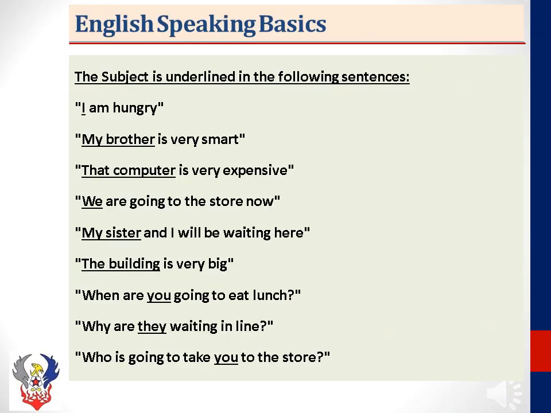The subject is underlined in the following sentences. I am hungry. My brother is very smart. That computer is very expensive. We are going to the store now. My sister and I will be waiting here. The building is very big. When are you going to eat lunch? Why are they waiting in line? Who is going to take you to the store? The subject is an important part of the sentence as it tells us who or what is being spoken about.